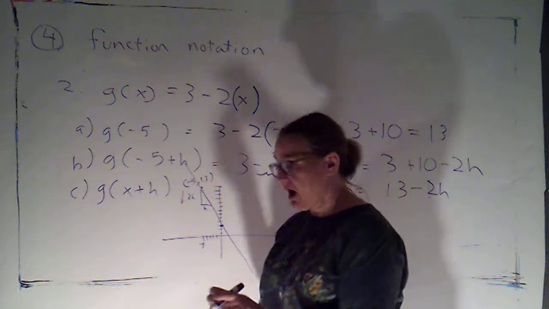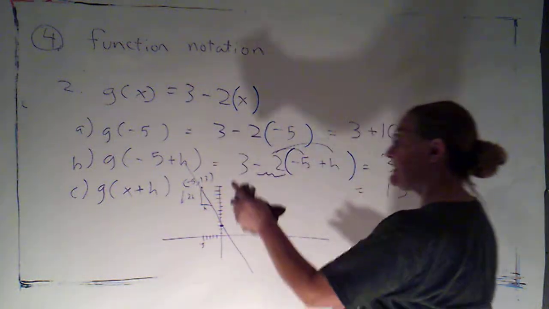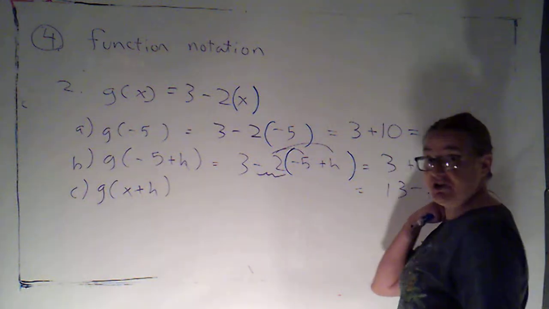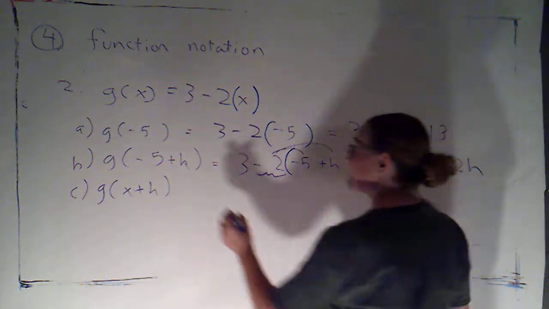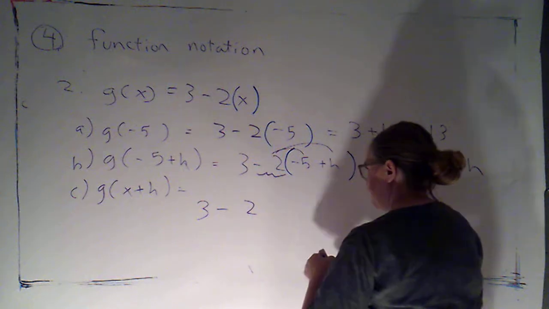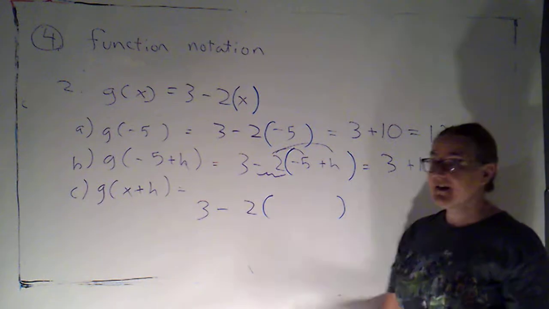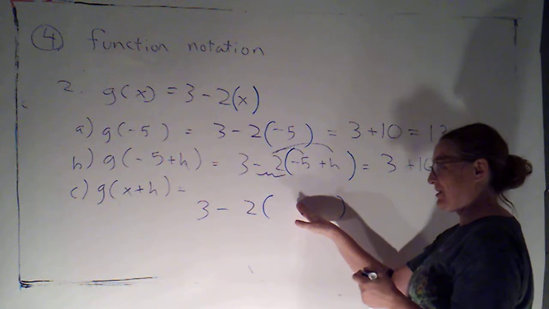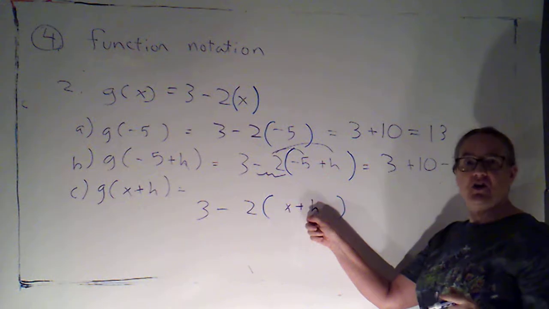Now, if we look at g of x plus h, that's going to be very similar, except that instead of having a very specific number that we're adding h to, now we're adding h to sort of a generic number, x. But I'm going to do the same thing. I'm going to say this is 3 minus 2, and then I'm going to put some open parentheses for my input. And whatever's in parentheses here goes in parentheses here. Okay, so I'm going to put an x plus h right there.